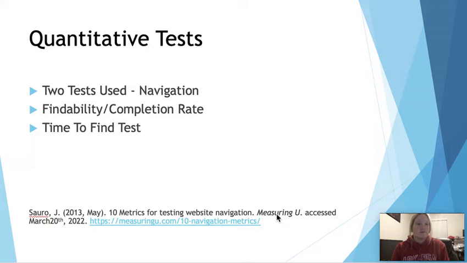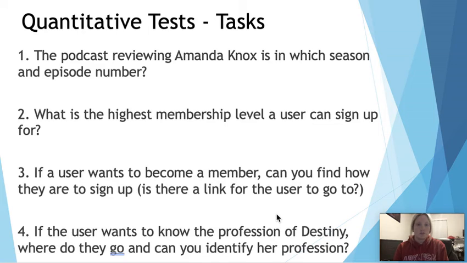The findability completion test is actually just having a task and seeing whether the user or the participant can find it. They get a 0 if they can't, or a 1 if they can find it. The time to find test is, given those same tasks, how long it takes the participant to find that task. We had 8 questions or tasks that the participants went through, and 4 participants went through this usability test.